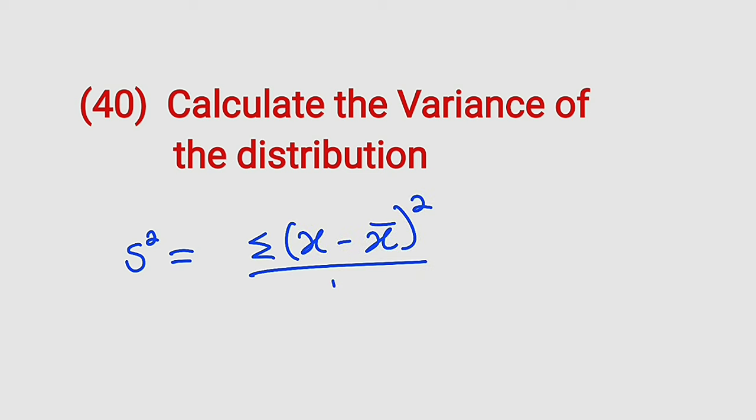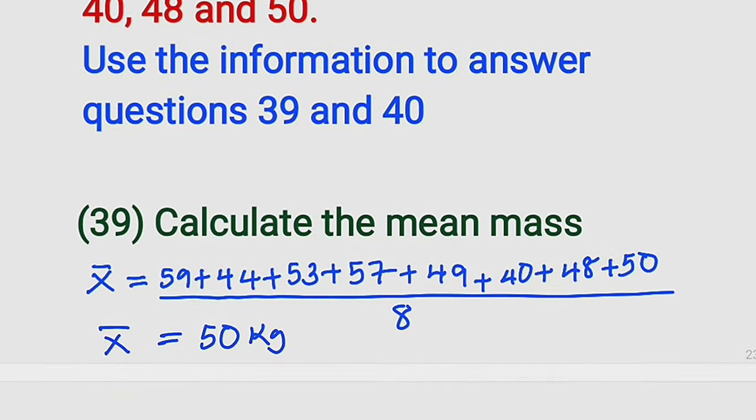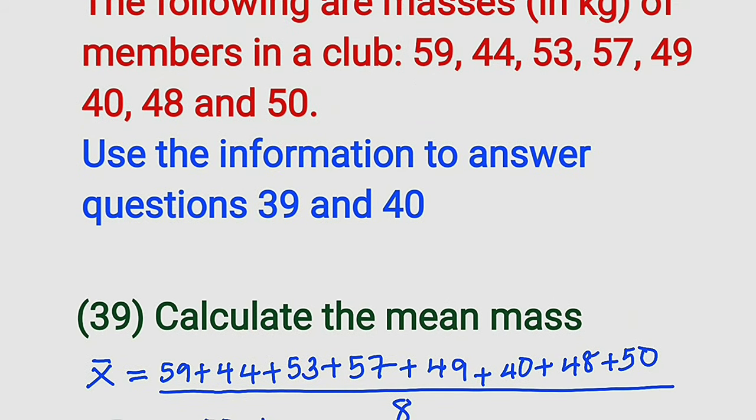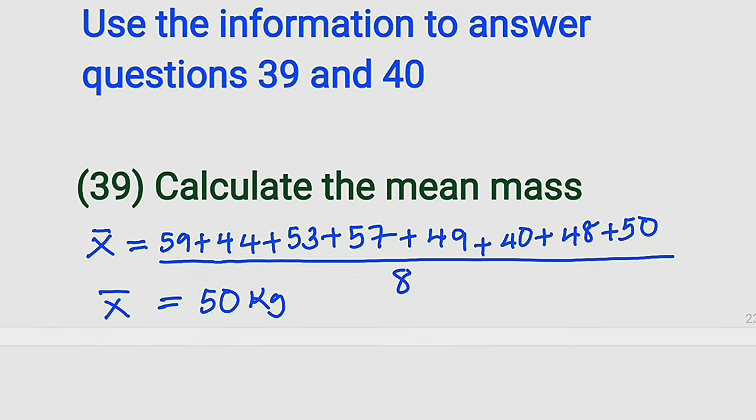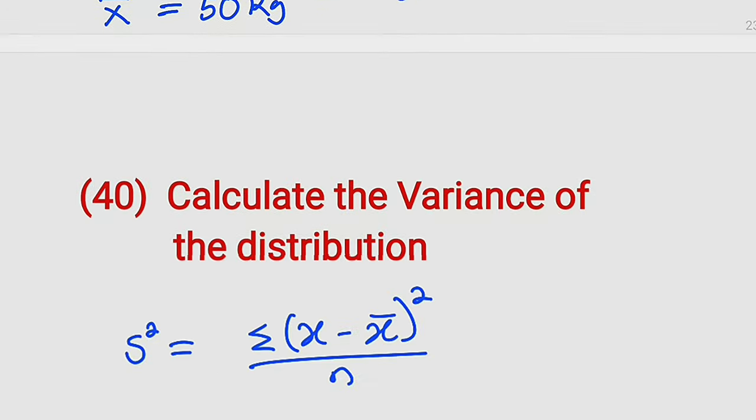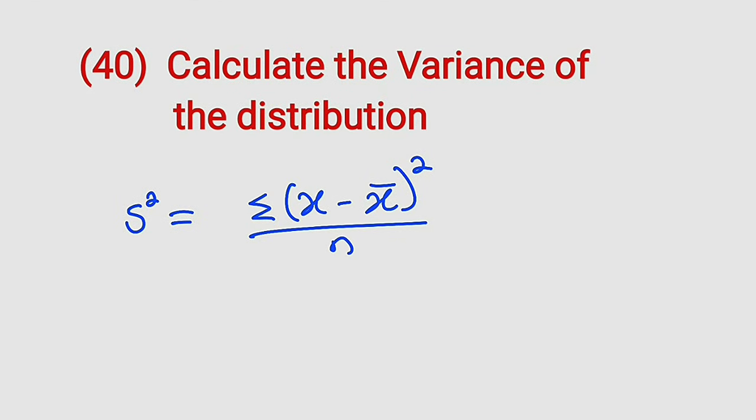Question number 40, we are asked to calculate the variance of the distribution. Variance is given by s squared, which is equal to the summation of x minus x bar all squared divided by n. That is for the raw data given to us. All right. What is x? X is nothing but these numbers given. All of these are x's. Then x bar is what we have just calculated here. And summation, meaning we should add all of them together.